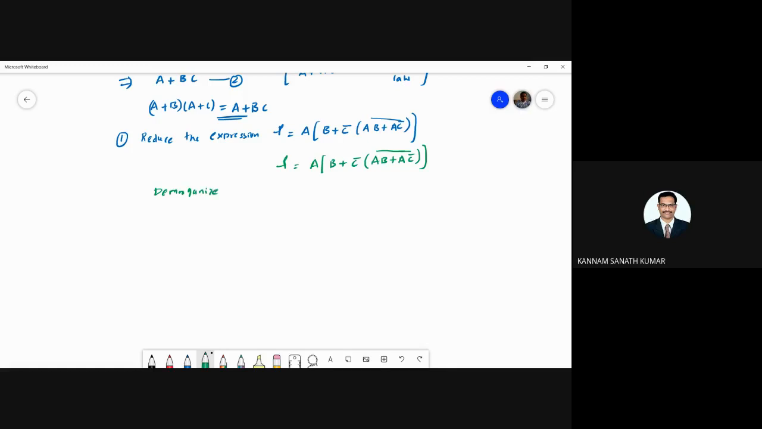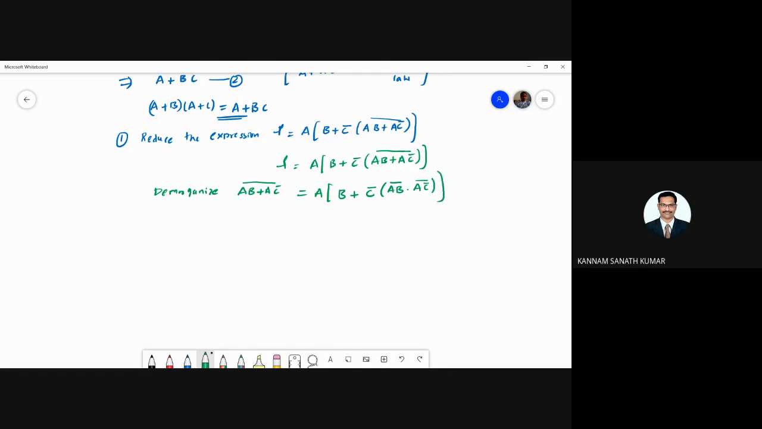Apply De Morgan's theorem to (AB + AC̄) whole bar. When you apply De Morgan's, you get A into (B + C̄). The whole complement means you complement each of the two terms, and the OR is converted into AND. So you get (AB) whole bar into (AC̄) whole bar.